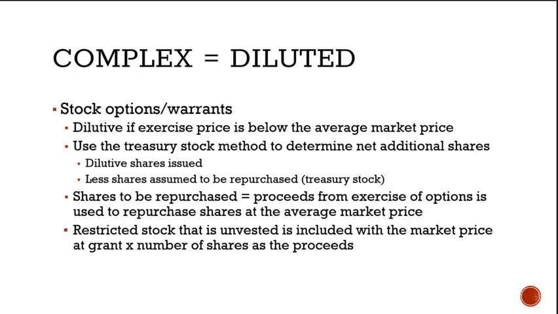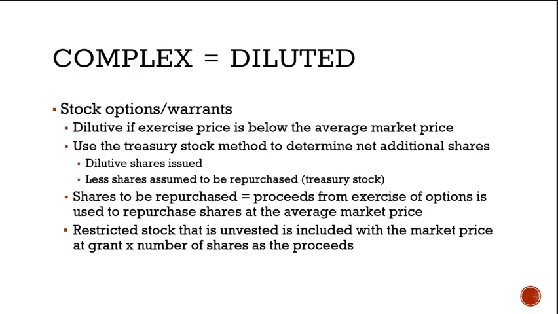Okay? So if we have those that are dilutive, we use the treasury stock method. We figure out how many new shares are going to be issued because of all of them. We're looking at the worst case scenario for dilution, all of the options being exercised that are dilutive at least. And then we subtract the shares that are assumed to be repurchased. So how do we know what shares should be repurchased? It's always whatever you got.